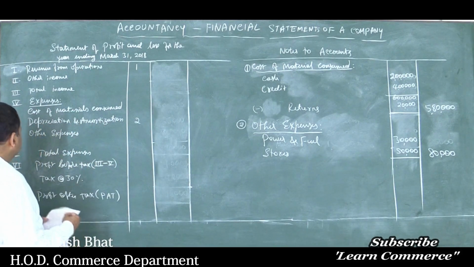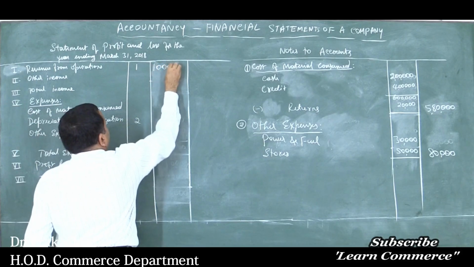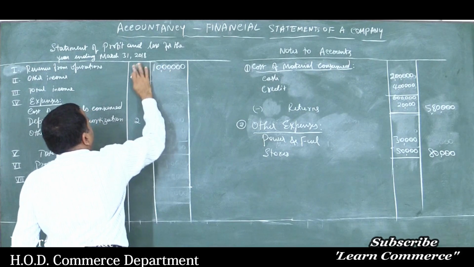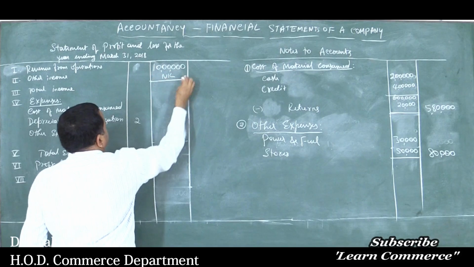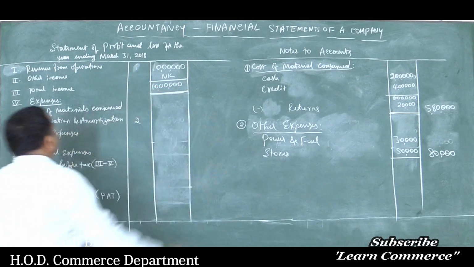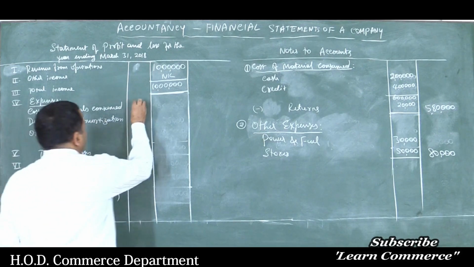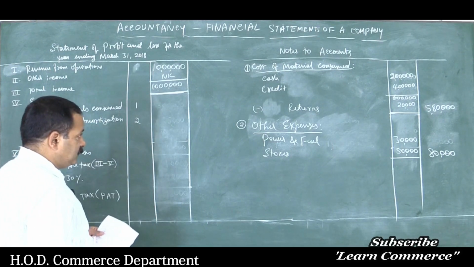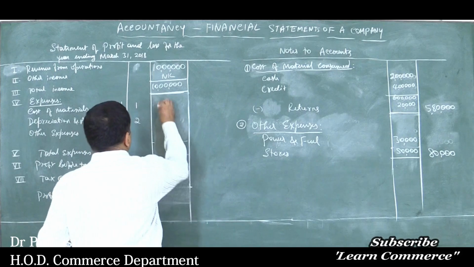Our note is ready. Now, revenue from operations, how much? 10 lakh. Note number is not required for that, as it is given straight away in the problem. Other income, nil. So 10 lakh is the total income. Roman 3. Let us move on to the expenses side. Expenses, cost of material consumed, note number 1. We have already calculated it: 5,80,000.